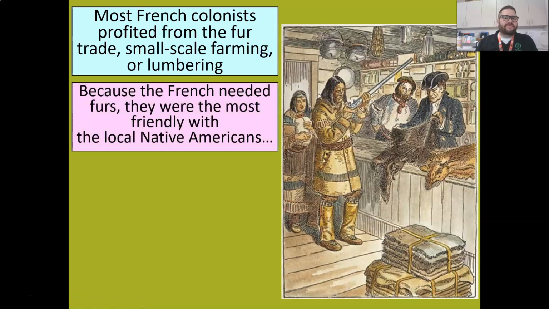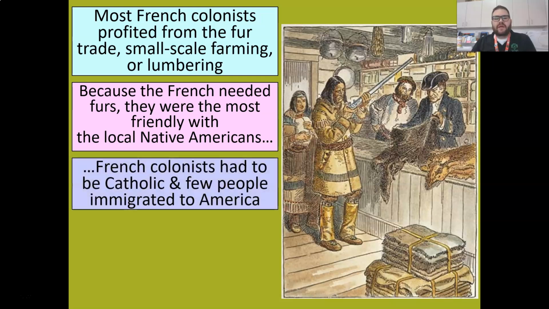Because the French needed furs, they had the most friendly relationships with most of the local Native Americans. Rather than engage in military conflict with the Native Americans, the French started to attempt to establish relationships and trade partnerships with many of the Native American tribes. That's not to say that all of the tribes and indigenous people had good relationships with the French, but many did. So the French colonists actually had to be Catholic, and that kind of limited how many people actually immigrated to America and lived within the French colonies.